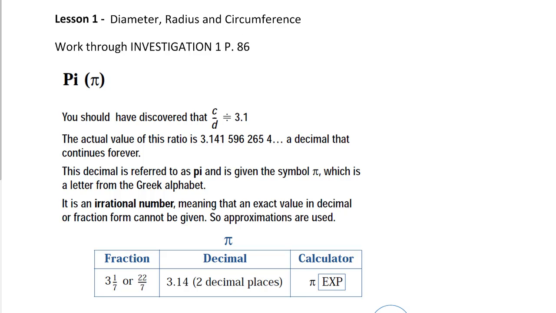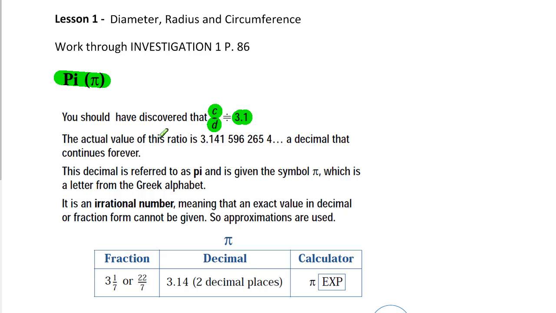Let's have a look at a very special number called pi, and by this stage you will know that if you take the circumference of a circle and divide it by the diameter of that circle, the number always comes out to be about 3.1.